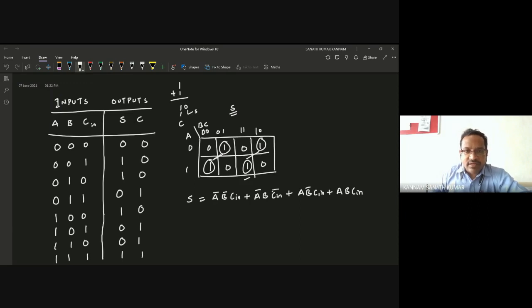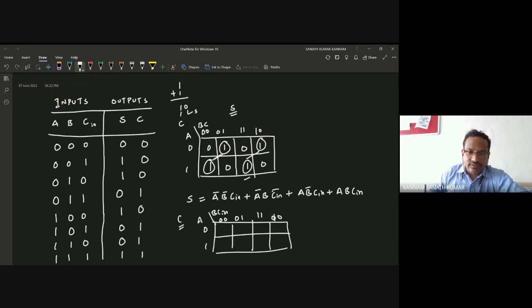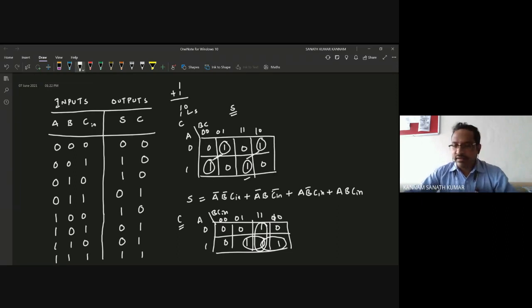And for the carry, you need to draw the K-map for carry. This is for carry, A, B, C in. The entries are 0, 0, 0, 1, and 0, 1, 1, 1. So this makes one pair, this makes one pair, and this makes one pair. So what is carry out?